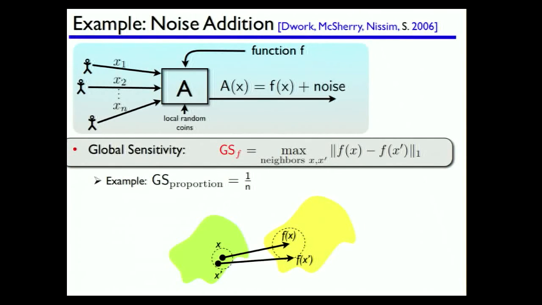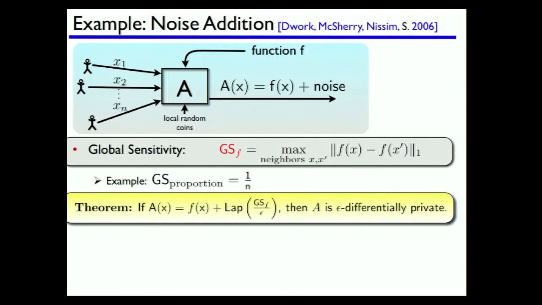Okay, so this leads us to this definition. We'll say the global sensitivity of f is the maximum change I can get from f of x to f of x prime for neighboring data sets x and x prime. Pictorially, we've got here x and x prime, with a little ball around x of radius 1. I'm curious how big the corresponding ball around f of x is.